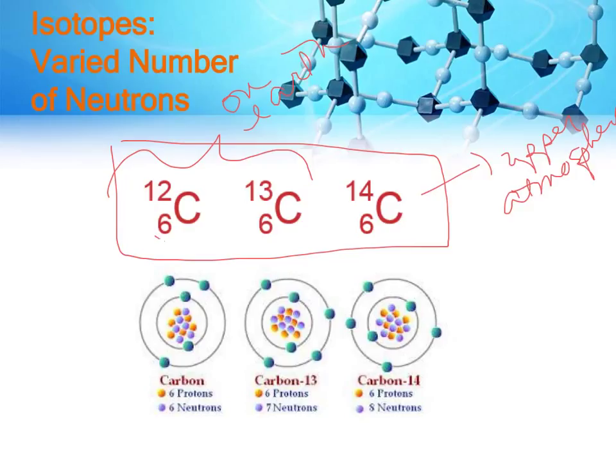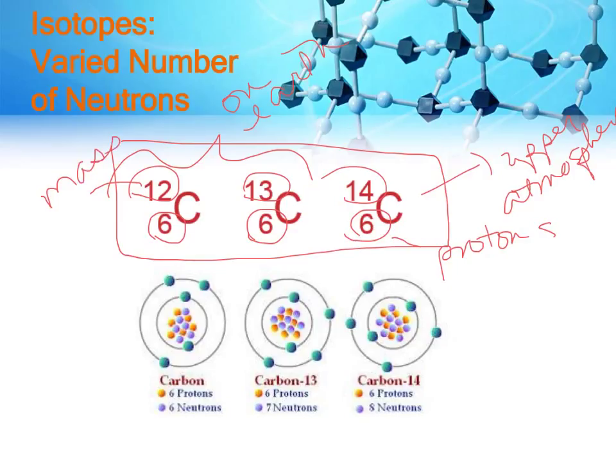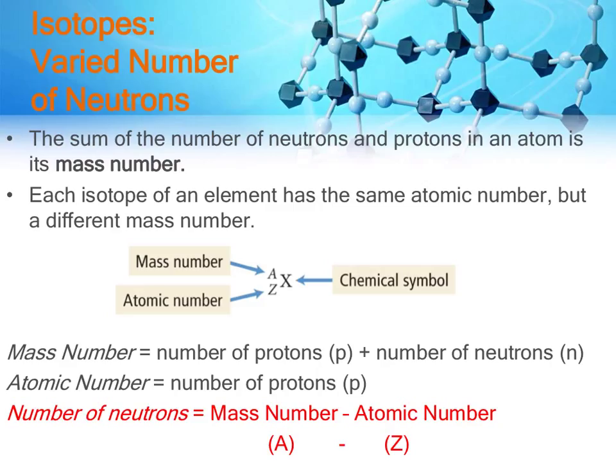As you can see, the atomic number for all of them is 6 because the element carbon has 6 protons. They do, however, have different masses. This is their mass number. And they have different masses because they have a different number of neutrons. Carbon-12 has only 6 neutrons, carbon-13 has 7 neutrons, and carbon-14 has 8 neutrons.